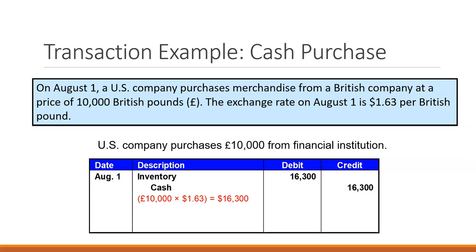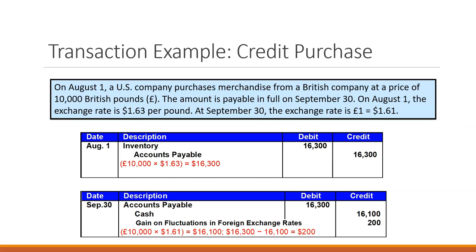We would record inventory of $16,300 and a payment of cash of $16,300. In this example, we purchased on credit an amount of inventory with the exchange rate of $1.63. However, by the time we paid for this credit purchase, the exchange rate has changed to $1.61. Therefore, we have a gain of $200 on fluctuations in foreign exchange rates.